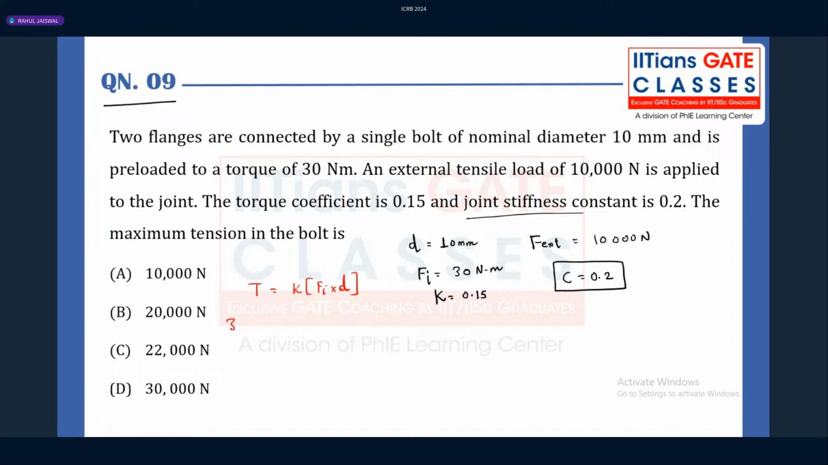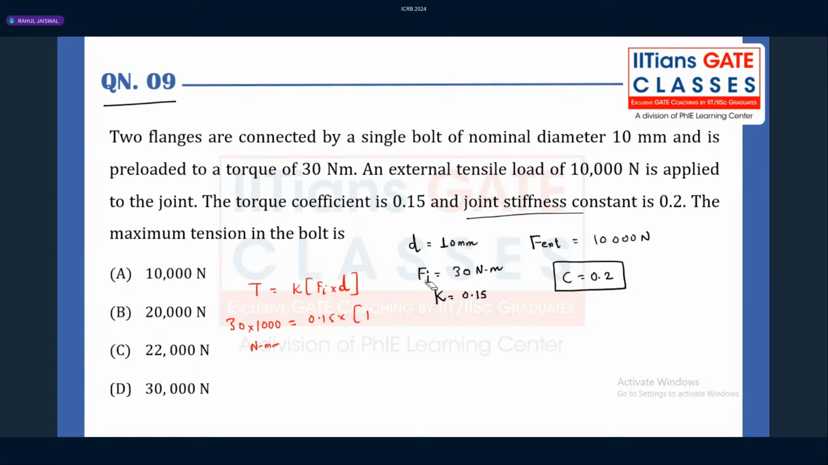30 Newton meter, correct. If I convert to mm, it will be Newton mm. This unit is what? Newton mm. What is the K, guys? K is 0.15. What is the Fi?